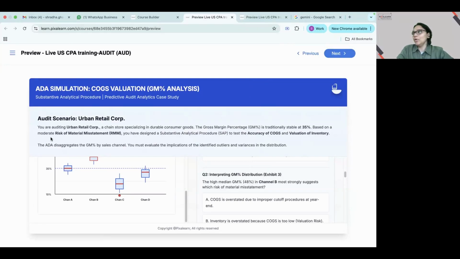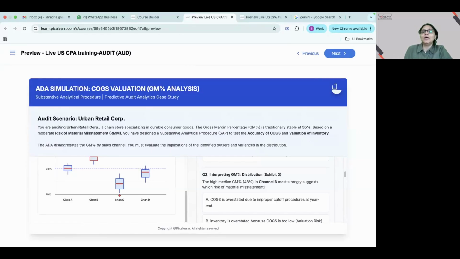You are auditing Urban Retail Corp, which is a chain store specializing in durable consumer goods. The gross margin percentage is traditionally stable at 35%. So you're a retail company, you're taking the audit for that, and they are into consumer goods which are not perishable. Generally, they operate at margins of 35% of gross margin. That means if the sale is 100%, then the cost of goods sold is 65%. Based on a moderate risk of material misstatement, you have designed a substantive analytical procedure to test the accuracy of COGS and valuation of inventory.